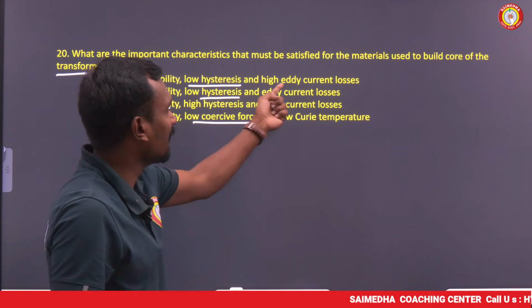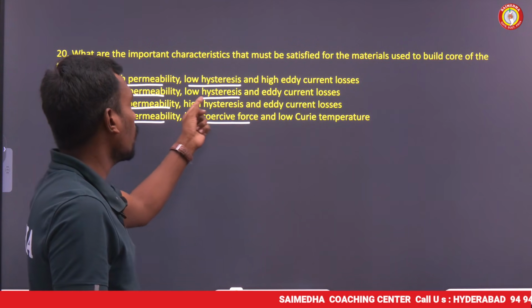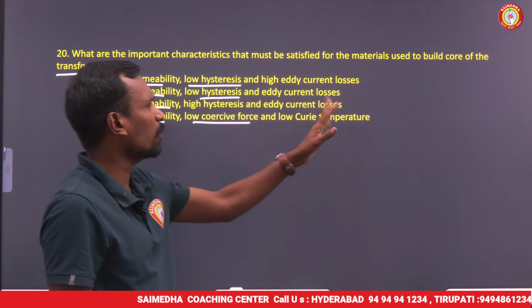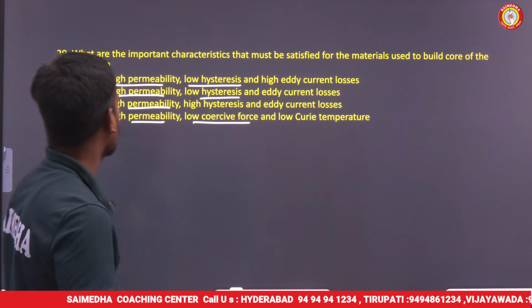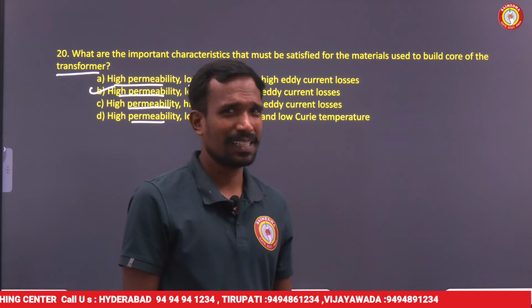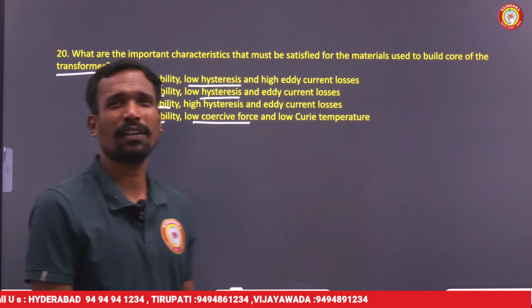Low hysteresis and high eddy current loss is wrong. Low hysteresis and eddy current loss is right. High hysteresis is wrong. Low Curie temperature is wrong. So which is suitable? Option B will be suitable for this. Is it okay, guys? Is it clear, every one of you?